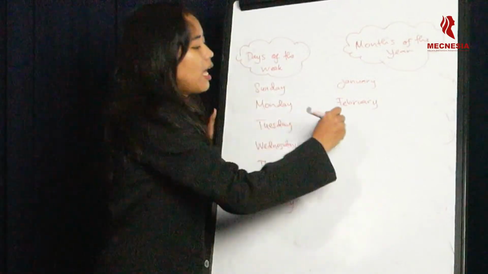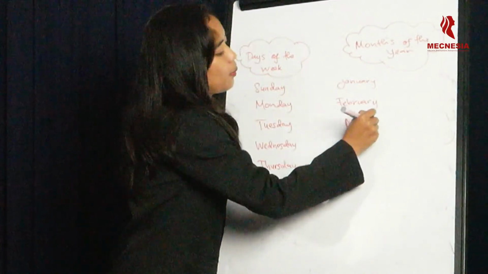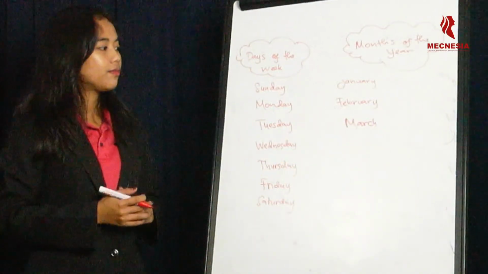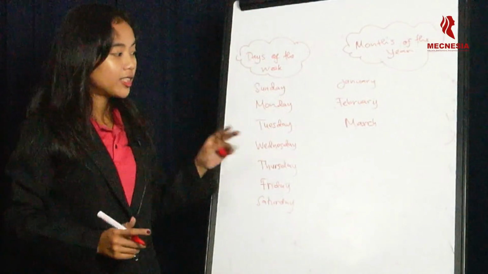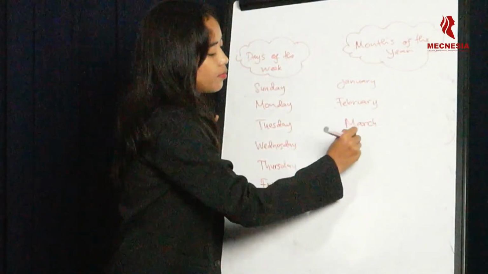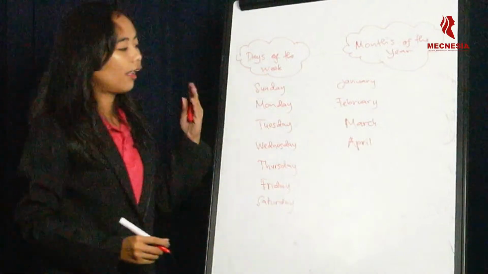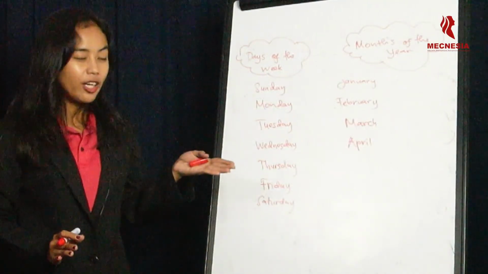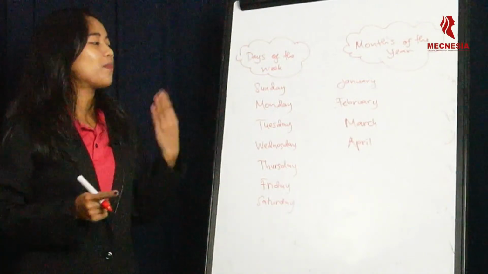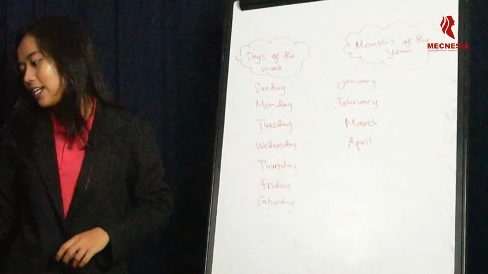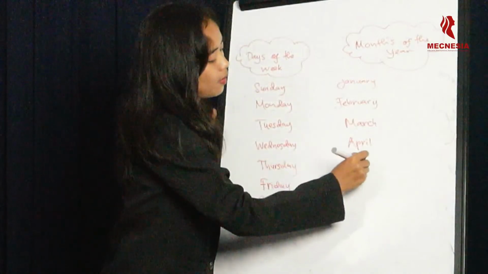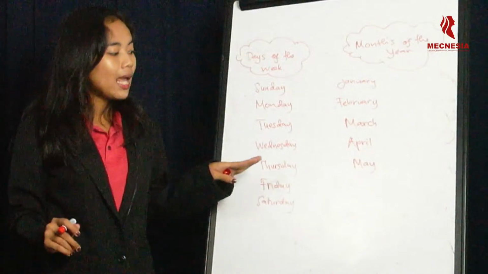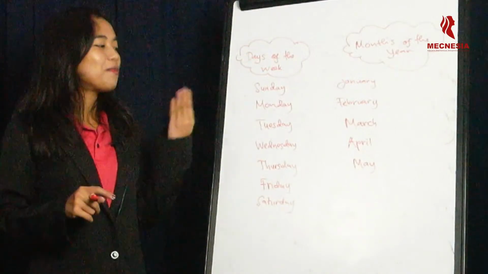And then next we have March. March. One more time. March. Maret. April. Bukan April tapi April. One more time. April. Next we have May. May. One more time. May.